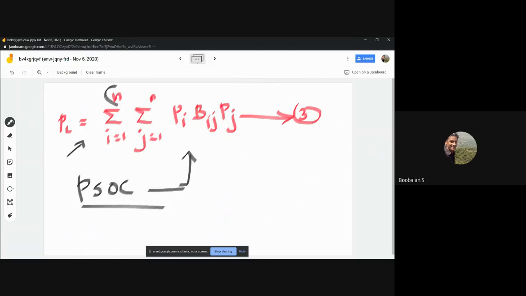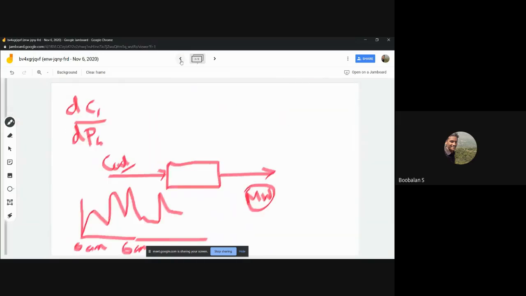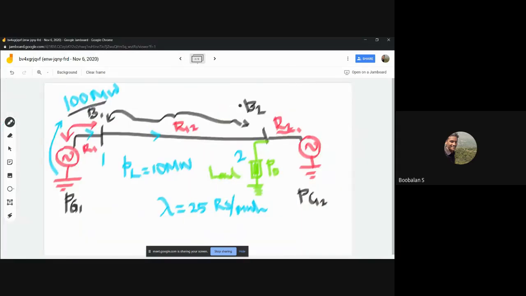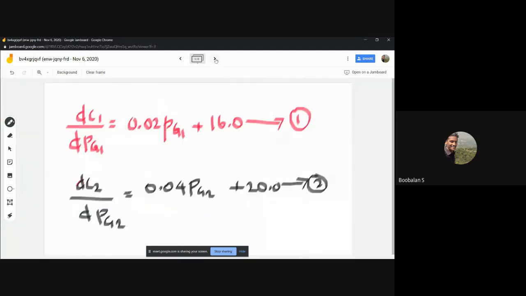N denotes the number of buses, so i from 1 to N, j from 1 to N. P denotes the generators' power, and B denotes the transmission line constants, right? Now our transmission system is a two bus system, so N is now 2.